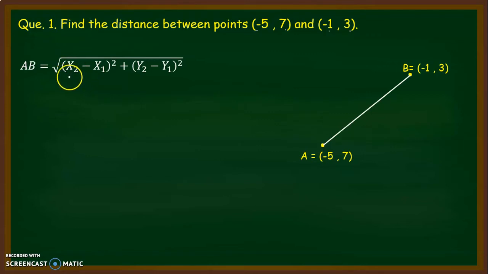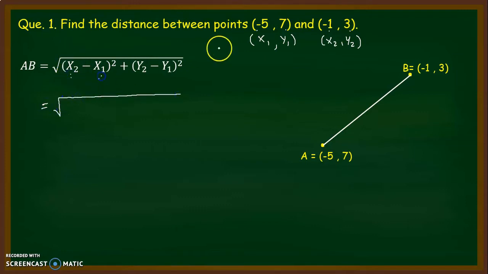We know the distance formula is the square root of x2 minus x1 whole square plus y2 minus y1 whole square. So here let's say this first point is x1, y1, and the second point is x2, y2. In this formula, if you put the value x2 minus x1, x2 is -1 minus x1, so x1 is -5. So here minus minus becomes +5.